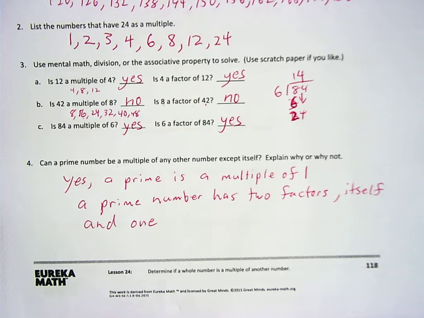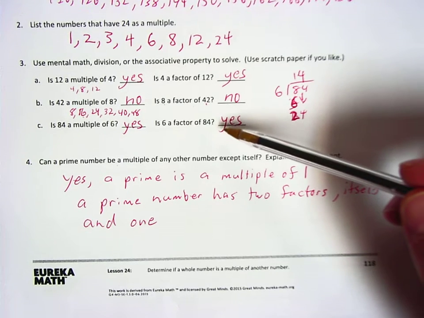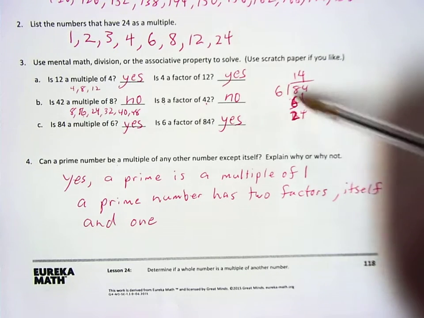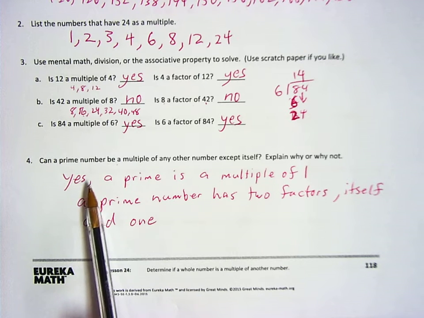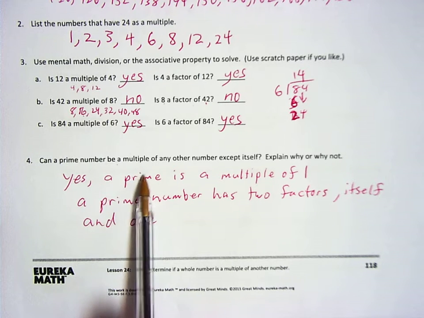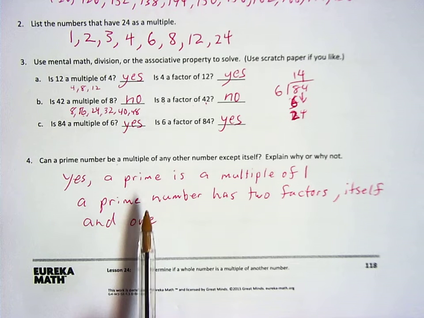Alrighty, let's continue along. I did go ahead and finish. Is 6 a factor of 84? Yes, and here's the division here. And then the number 4 was a prime number. Can a prime number be a multiple of any other number except itself? Explain why or why not.